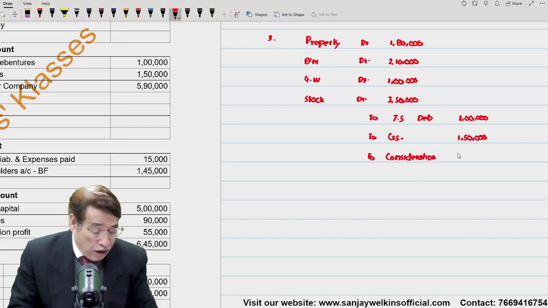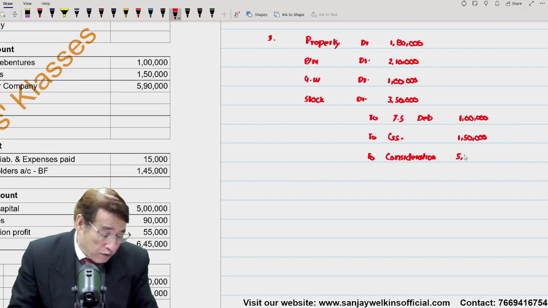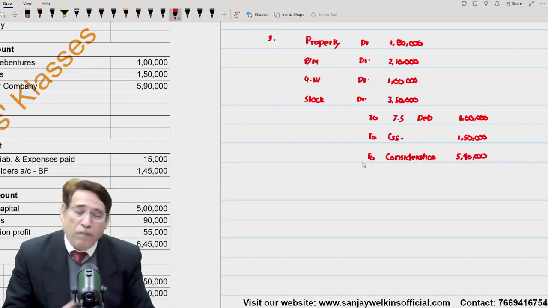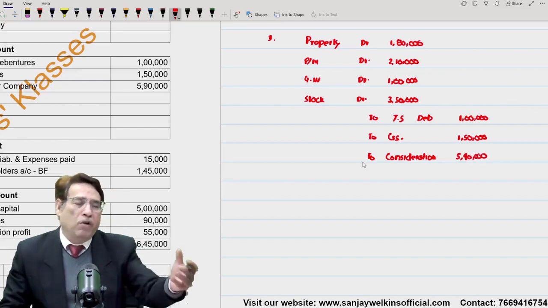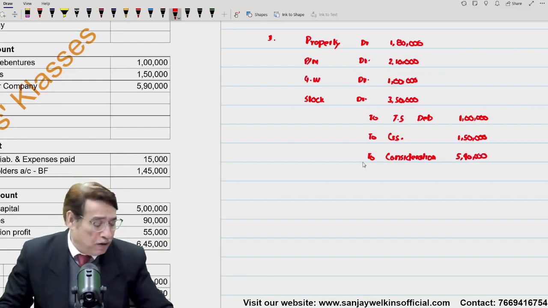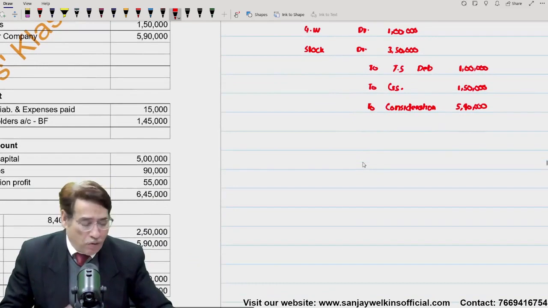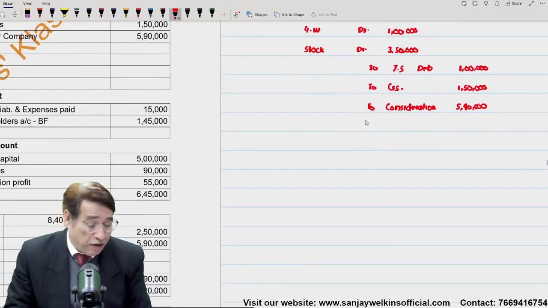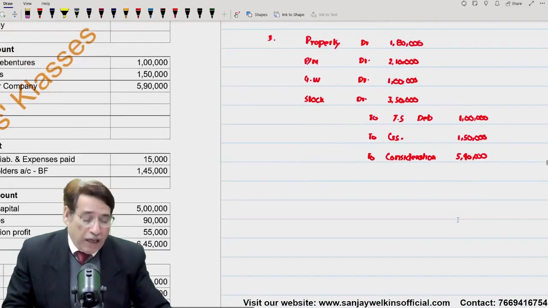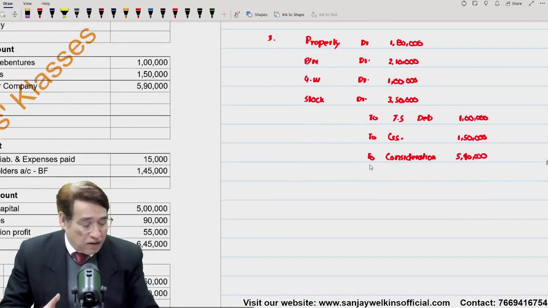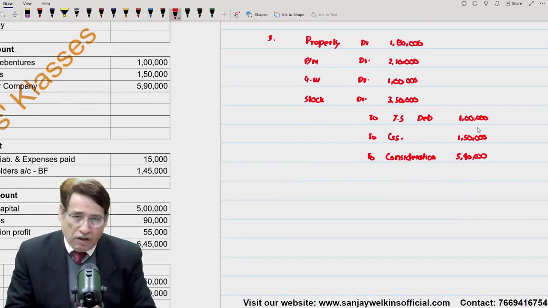Consideration will be equal to 5,90,000. Some of you might be wondering, sir, why we are not writing NCI? Because there is no NCI. When you are taking over all the assets and liabilities of the other entity, there is no question of any NCI. Is it clear to you? Generally, some balance actually arises, but this time there is no balance. Is it clear to you? This time there is no balance, correct?